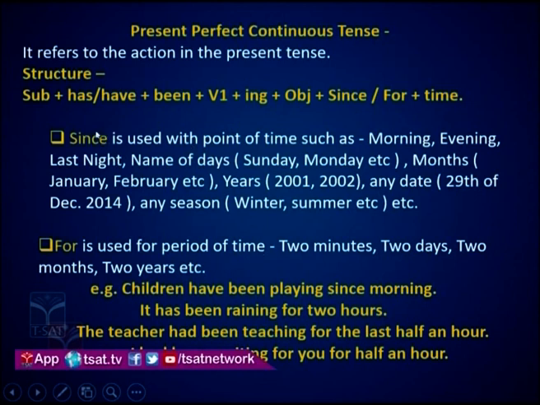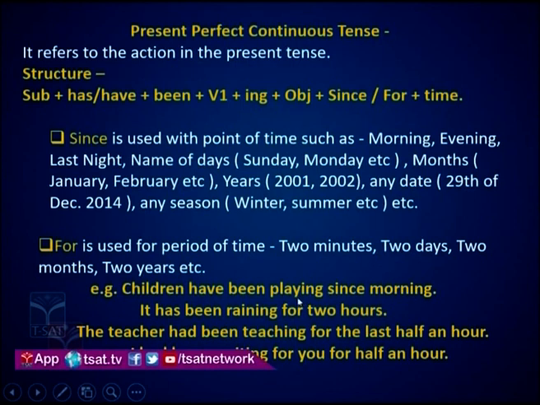Remember, always since is used to talk about a point of time. For is used to refer to a period of time. When we talk about a period of time, we say 2 minutes. Give me 2 minutes, I'll come. 2 days, 2 months, 2 years, etc. So she has gone out for 2 minutes. She has been there for 2 days. So all these words tell us about a period, how much time they have spent, what they did in that time.